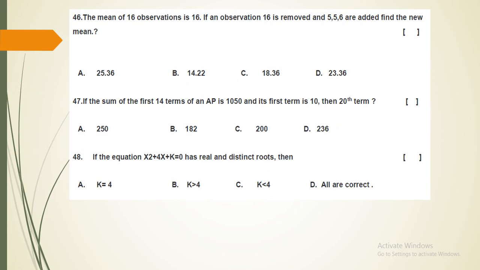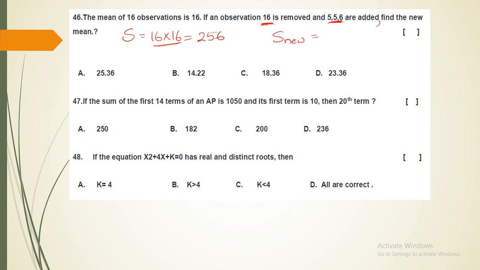The mean of 16 observations is 16. If an observation 16 is removed and 5, 5, 6 are added, then find the new mean. First of all, what is the sum? Sum is mean into number of observations, which is 16 sixteens, 256. Now what happened? 116 is removed and 116 is added. That means the new sum will not change.